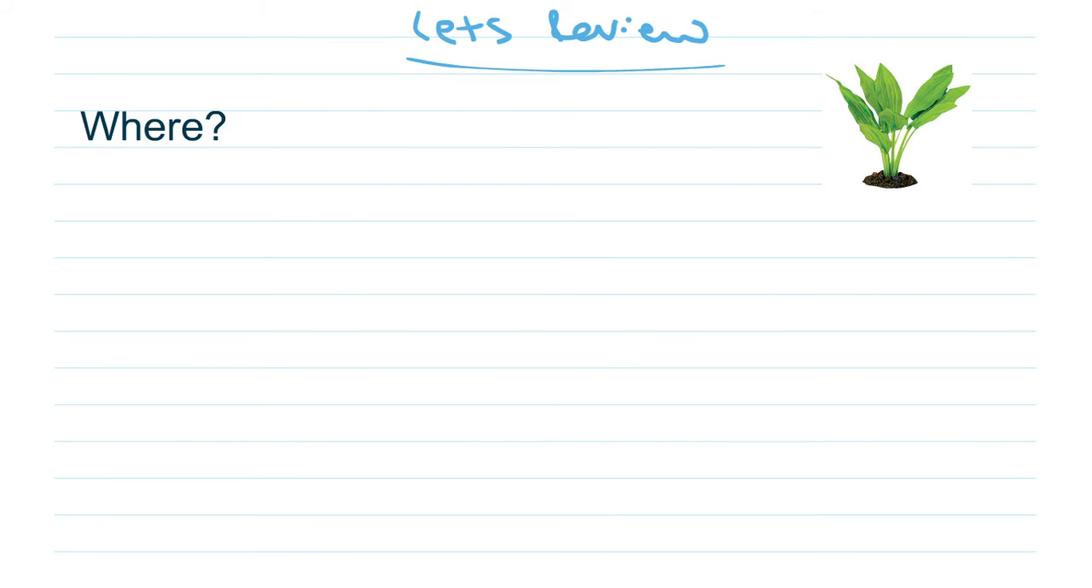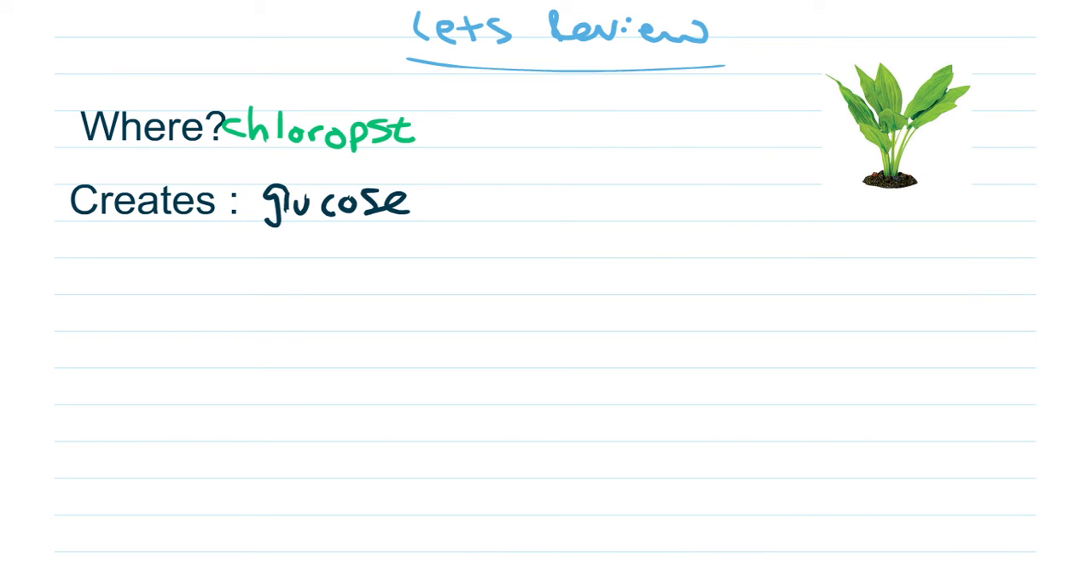Okay, so let's review. Where does photosynthesis take place? In the chloroplast. What does photosynthesis create? It creates glucose, which is C6H12O6. Also, as a byproduct, it creates oxygen gas, which again, us as humans and animals breathe in.